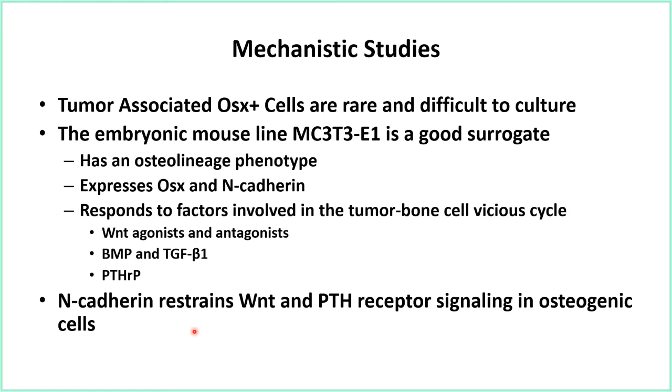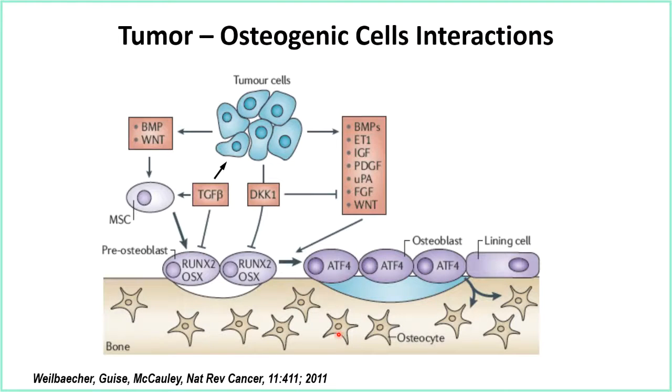And finally, as I mentioned to you, important in this particular approach is that N-cadherin is known to restrain Wnt and PTH receptor signaling in osteogenic cells. So this is again a simplified picture of what happens in the bone microenvironment. That's where we started, and now we are thinking about tumor-osteogenic cell interaction in extraskeletal tissue in the breast.